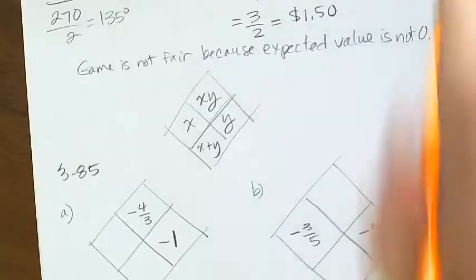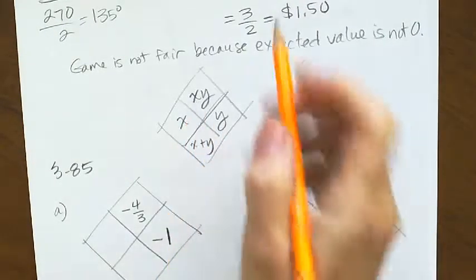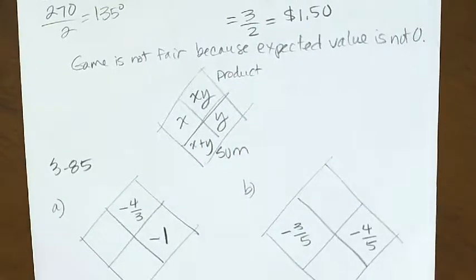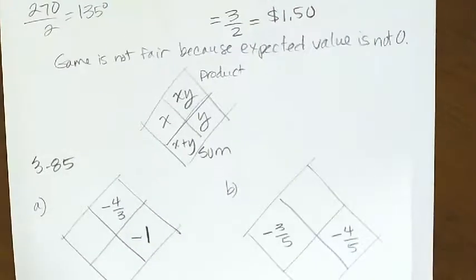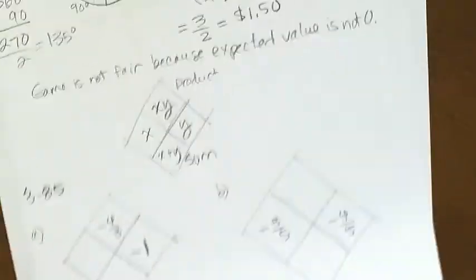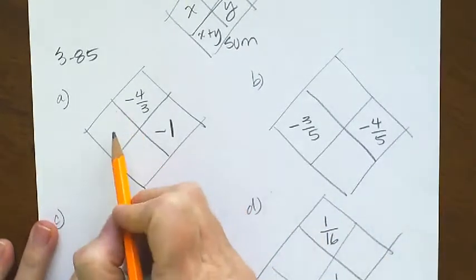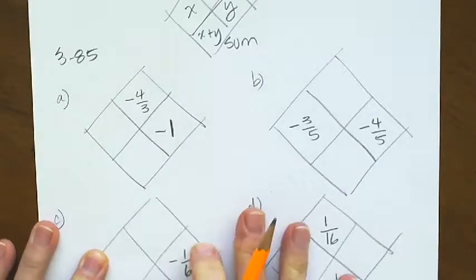Okay, for 385, we've got some diamond problems. It's been a little while since you did this, probably. So, quick refresher, you're multiplying, you're getting the product on the top, and then you're getting the sum on the bottom. You're adding for the bottom. And we've got some fractions in here, so I'm probably going to need some scratch paper in case I need to show a little extra work. So take a second and draw your diamonds. Pause the video.